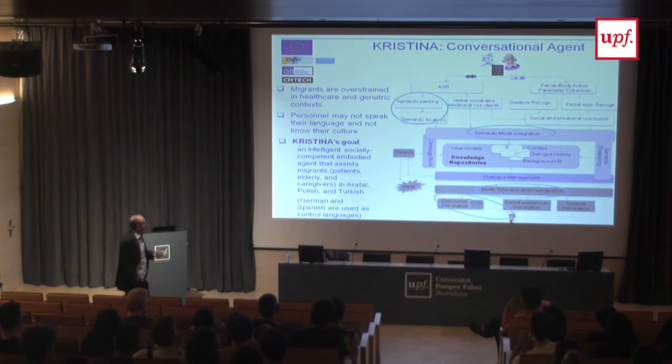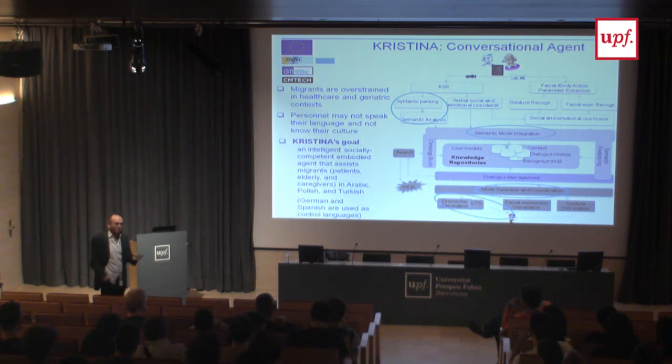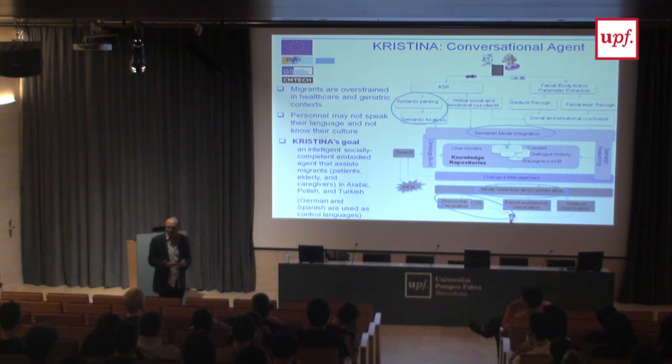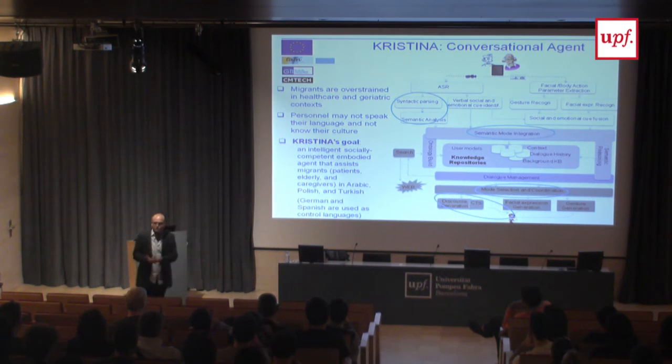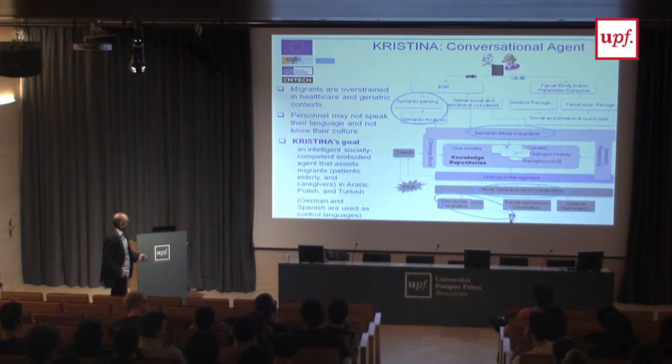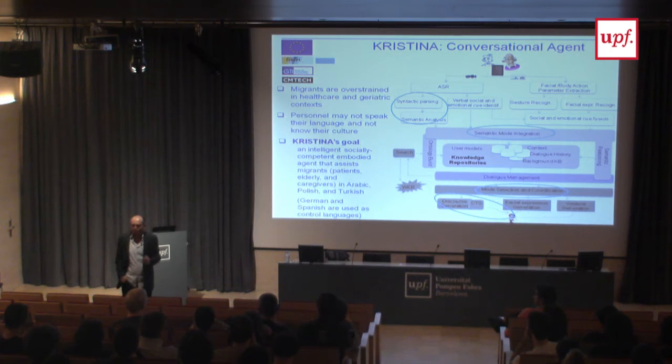The idea is to develop a socially competent conversational agent which speaks Arabic, Polish, and Turkish with migrants. Why Arabic? Because in Spain there are many Arabic immigrants who do not speak Spanish or Catalan, so they need to be talked to in Arabic. Why Turkish? Because in Germany there are many Turkish migrants, and the elderly who now come to residences for the elderly have huge problems conversing with personnel. And why Polish? Because the Germans hire Polish caregivers for 3 months without caring whether they speak the language or not.